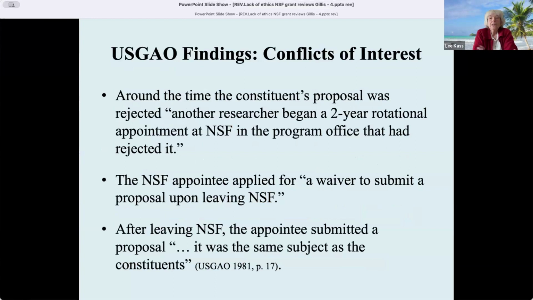Around the time the constituent's proposal was rejected, another researcher began a 2-year rotational appointment at the National Science Foundation in the program office that had rejected it. The NSF appointee applied for a waiver to submit a proposal upon leaving NSF. After leaving NSF, the appointee submitted a proposal. It was the same subject as the constituent's.